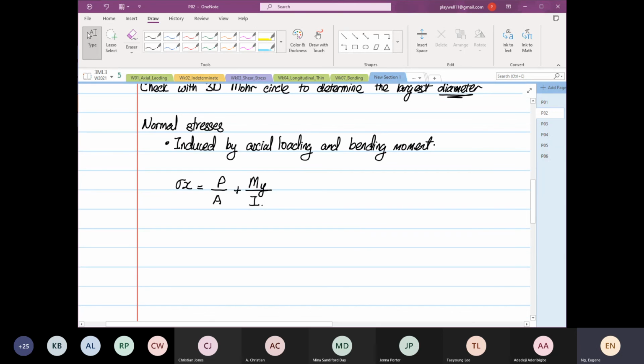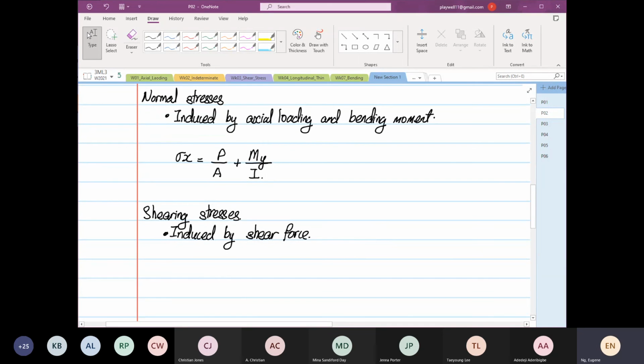then we have shearing. So normal stress is just axial loading and bending moment. Shearing stress, we have two. Now you guys say, oh, not again shearing stress. Okay, so shearing stress, they are induced. The first one is induced by shear force, right? So the shear stress is equal to VQ over IT.